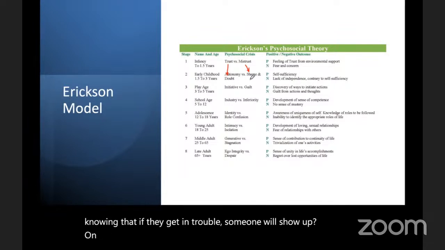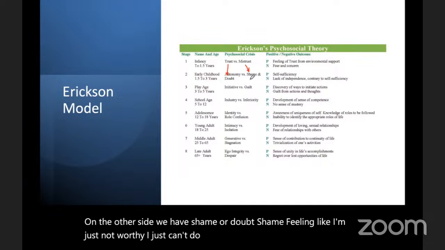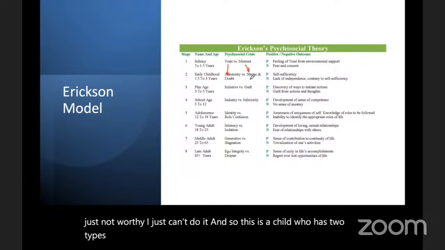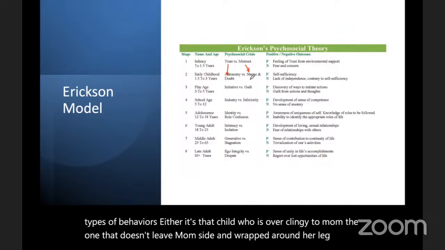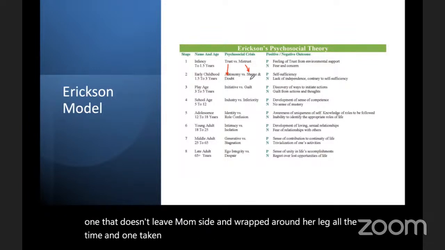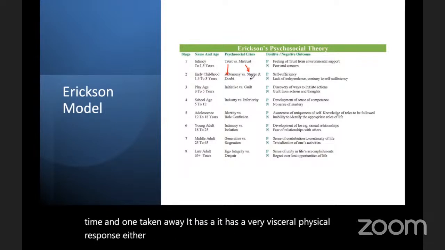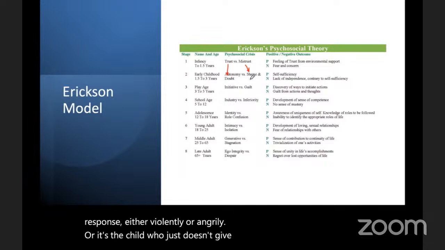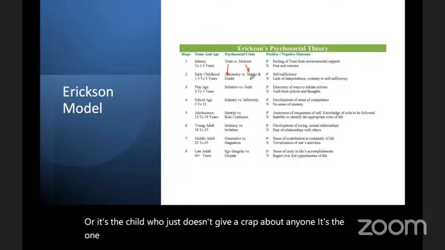On the other side, we have shame or doubt. Shame, feeling like I'm just not worthy, I just can't do it. So this is a child who has two types of behaviors. Either it's the child who is overly clingy to mom, the one that doesn't leave mom's side and is wrapped around her leg all the time, and when taken away, has a very visceral physical response, either violently or angrily. Or it's the child who just doesn't care about anyone. It's the one that just goes and has nothing to do with the world.